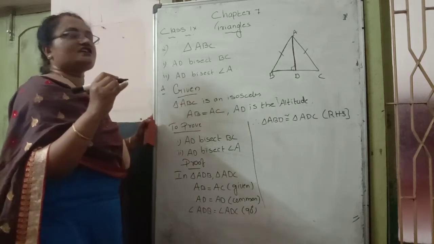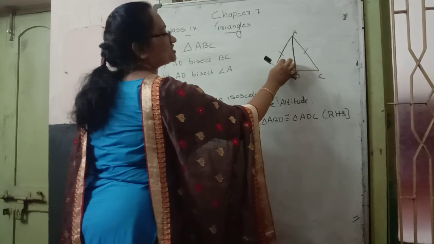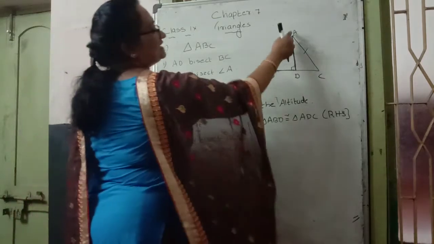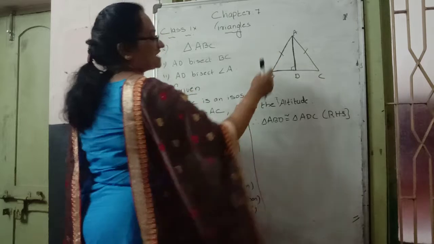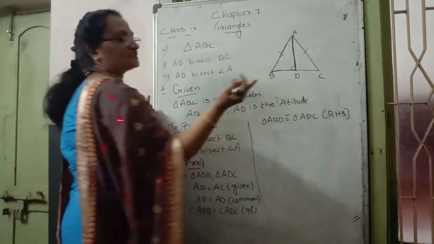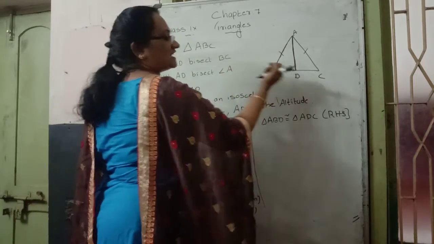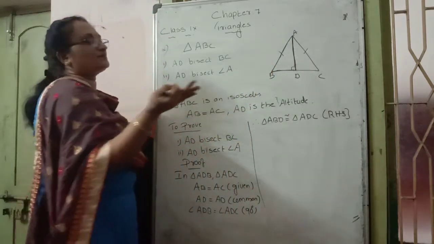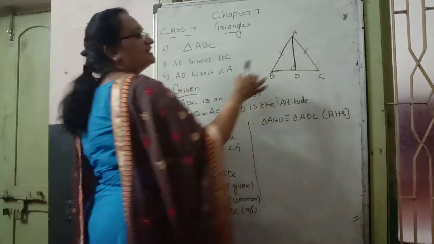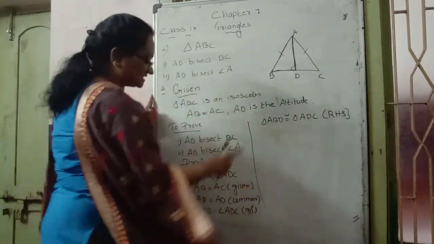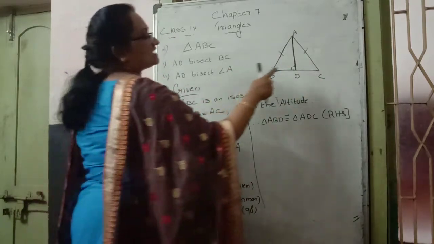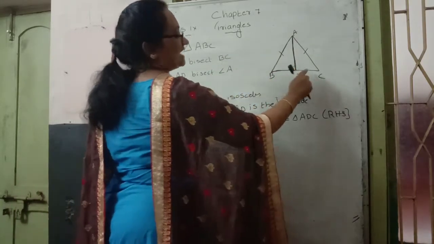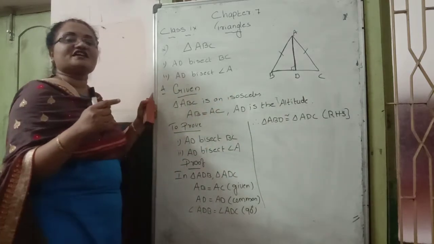So these two triangles satisfy the RHS property. How to get it once again: with respect to the left side triangle, AB side represents the hypotenuse, AD side represents one side of this right angle, and angle D represents 90 degrees. RHS property full form: R is right angle, which angle? 90 degrees. H represents hypotenuse, which is AB side of this triangle. S represents any side, which is AD side. In the same way for the right side: AC is the hypotenuse of the second triangle, AD is any side of that same right angle triangle, and angle D is 90. That's why it satisfies the RHS property.